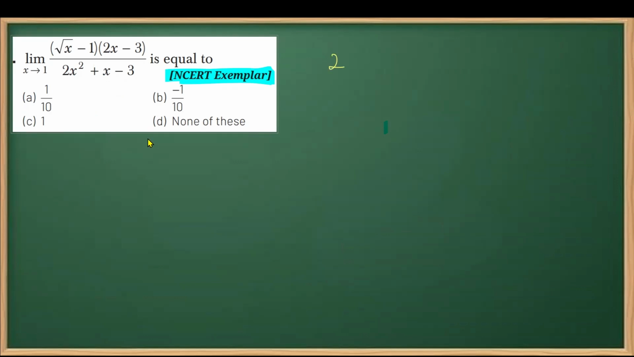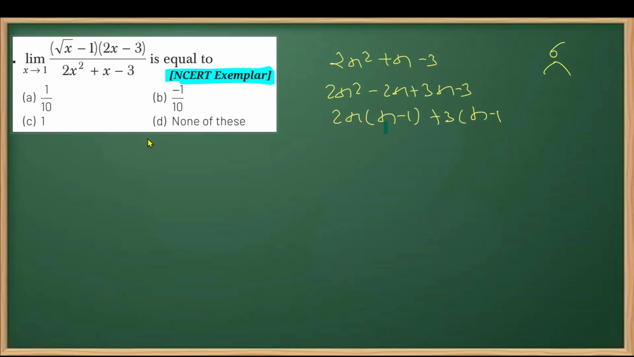So in the first step, I'm factorizing the denominator. This is the product of 6, right? We have to obtain 1. So this is clearly 3 and 2. So I'm going to factorize it. This is minus 2x plus 3x minus 3. And if I take 2x as common, it is x minus 1. If I take 3 as common, it is x minus 1. So if I take x minus 1 as common, we'll get what? (x minus 1)(2x plus 3), right?